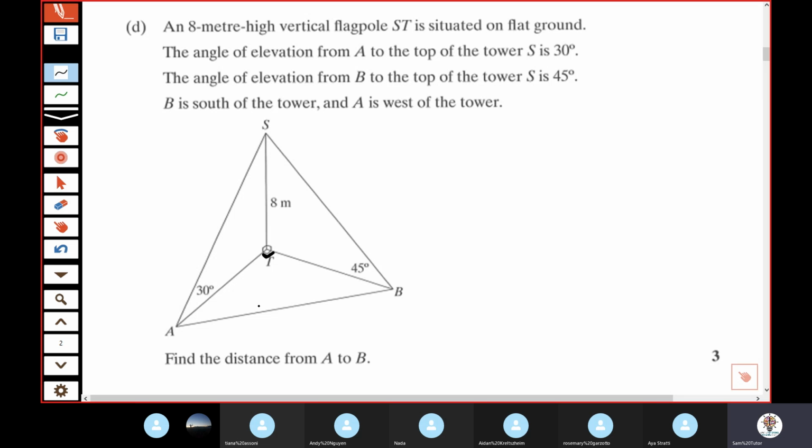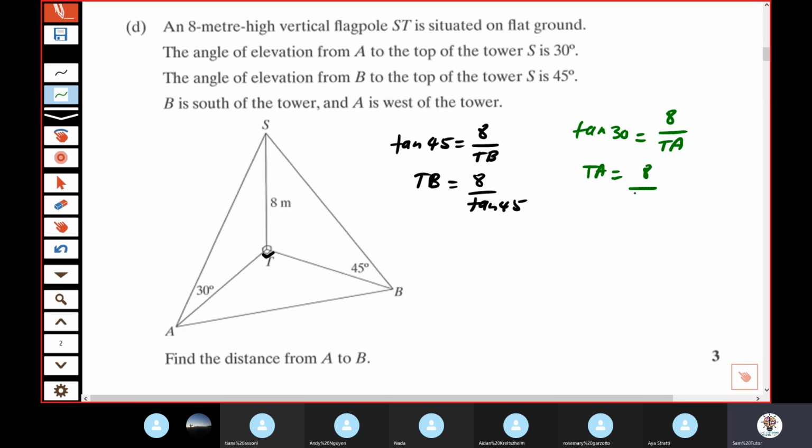The way we did these styles of questions was to always work out the bottom triangle. So the first thing I'm going to do is find TB. And the way we did it was always through tan, so opposite over adjacent. Tan 45 equals 8 over TB. That means TB equals 8 over tan 45. Do the same thing for TA. Tan 30 equals opposite over adjacent. Therefore TA equals 8 over tan 30.